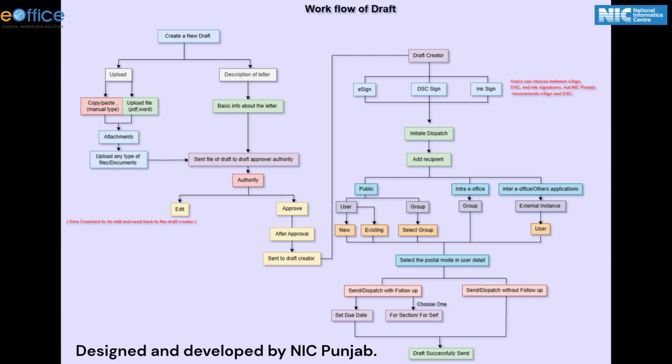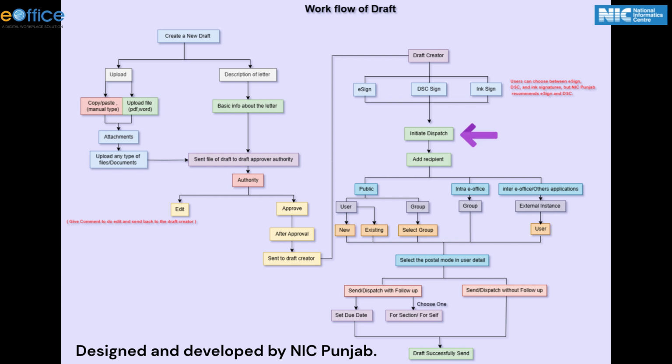Approval and dispatching the draft. Once approved, the draft is sent back to the draft creator, who proceeds with the dispatch process. The creator can choose a signing method from the following options: eSign, DSC (Digital Signature Certificate), InkSign. Note: NIC Punjab recommends using eSign and DSC.